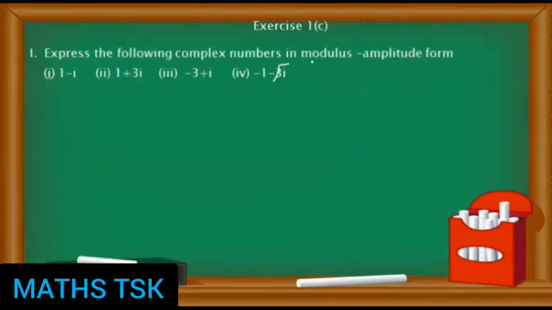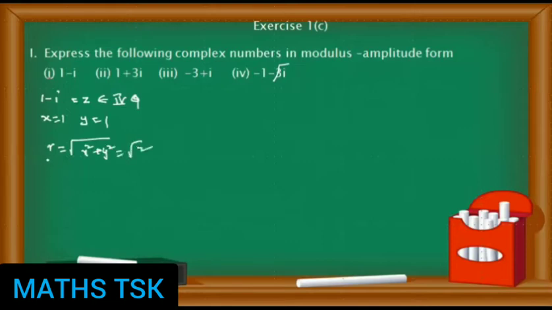Express the following complex number in modulus amplitude form: 1 minus i. I know that x is equal to 1, y is equal to 1. But if you consider this as z, it belongs to the fourth quadrant. So I write r as root of x square plus y square, nothing but root 2. We have to calculate theta. Theta is arg z. Arg z in the fourth quadrant is minus tan inverse of y by x, which is 1 by 1.